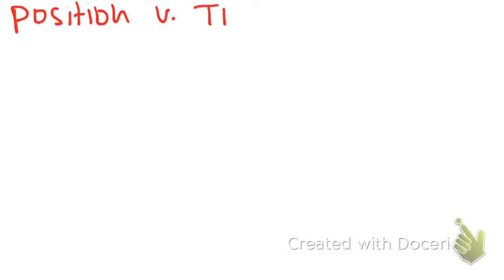This is going to be included in our activity. Okay, and we're going to switch gears back to position versus time graphs. There's a way that we can show speeding up and slowing down on position versus time graphs. And you have to see the relationship between the two.